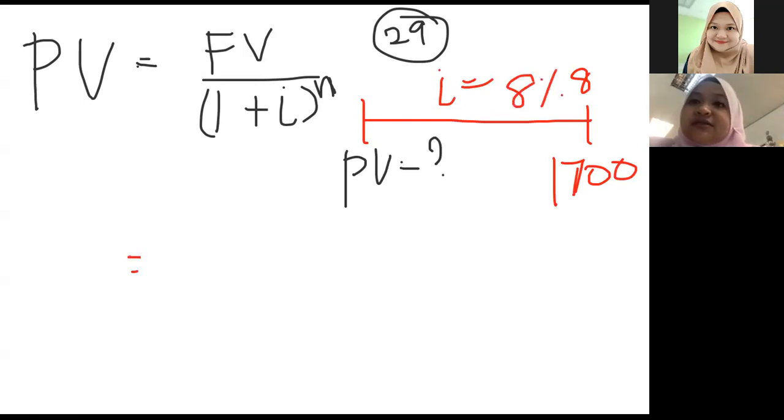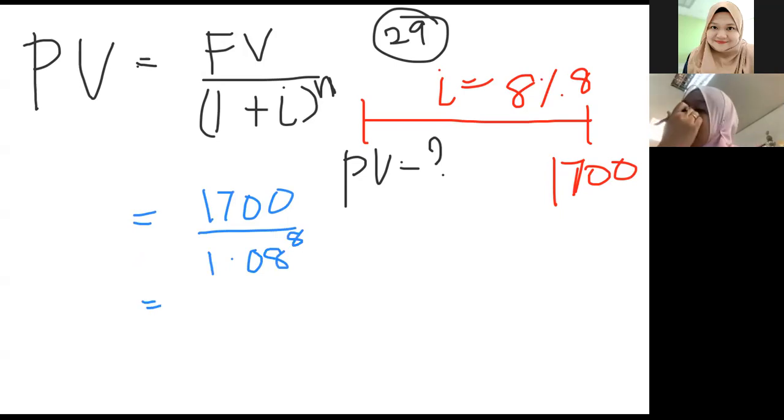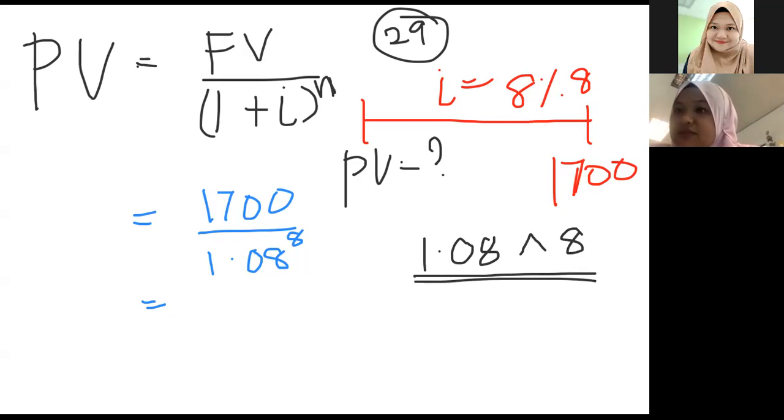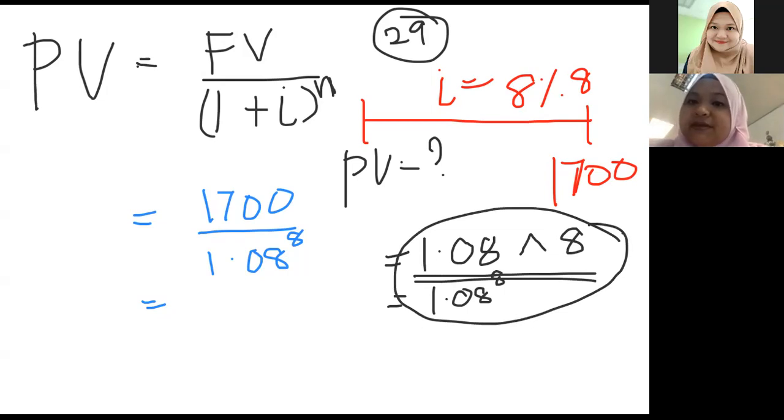So how to calculate this? So it is 1,700 divided with 1.08 to the power of 8. Okay. In your calculator, how to calculate to the power like this, 1.08 to the power of 8. In your calculator, you put 1.08, you'll find the symbol like this. You can just put it. Then you will get this, referring to 1.08 to the power of 8 like this. All right. Okay, I just show you this basically.